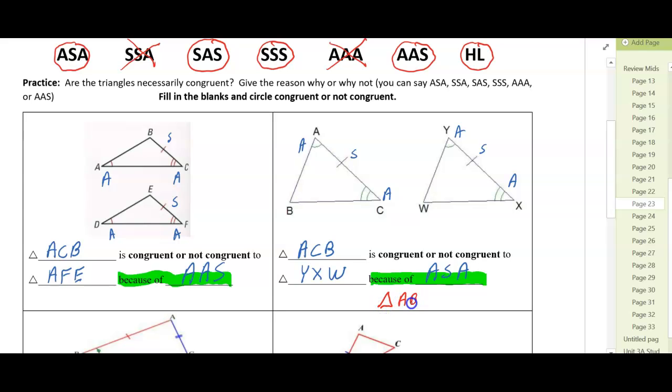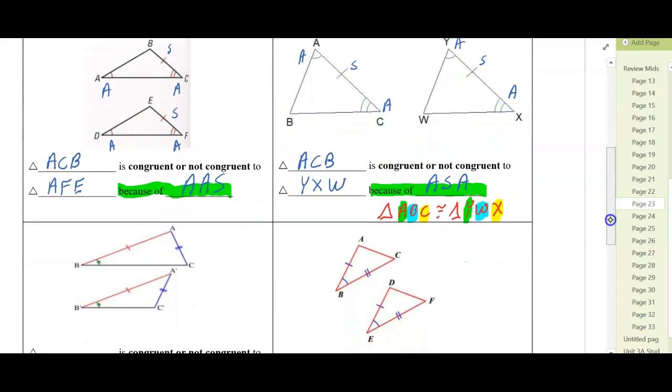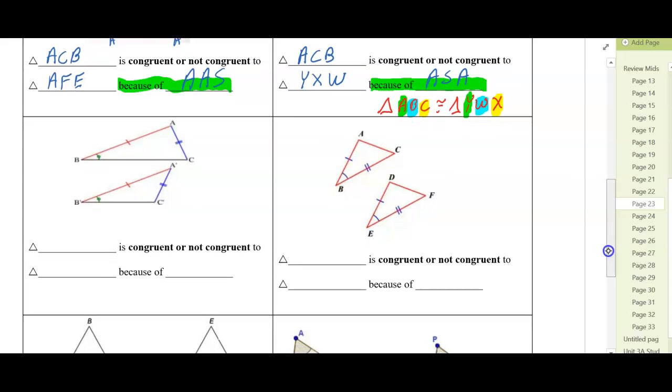Now it's perfectly fine if you did something like this. Triangle ABC is congruent to triangle YWX. As long as the letters match up, you could have different orders, but the A's got to match up with the Y. The B's always got to match up with the W. And then the C needs to match up with the X.